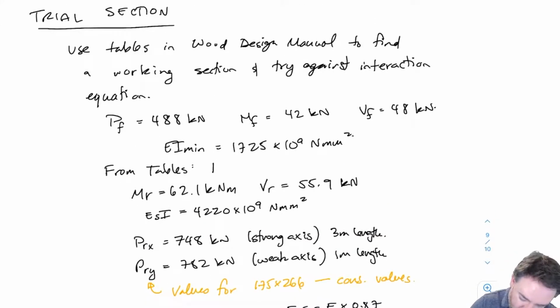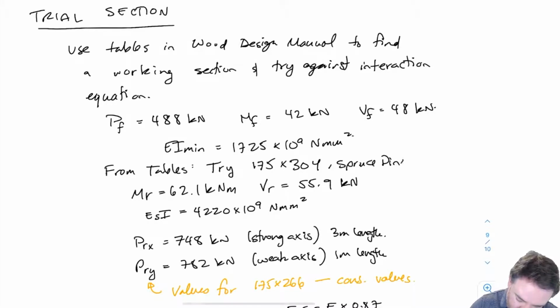Oh, I never wrote down what the section was. We're going to try 175 by 304. That's what we're doing. And it's a spruce pine 20F-EX.